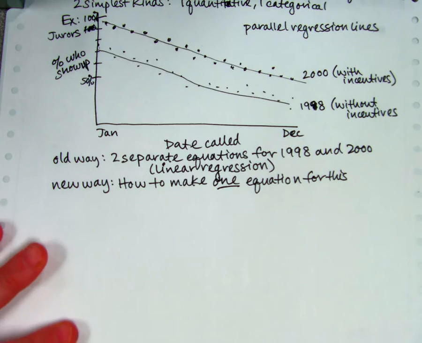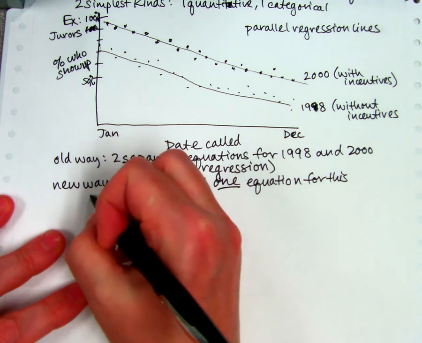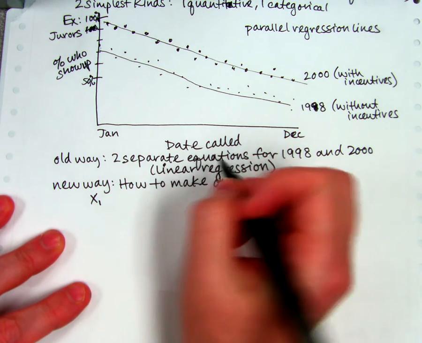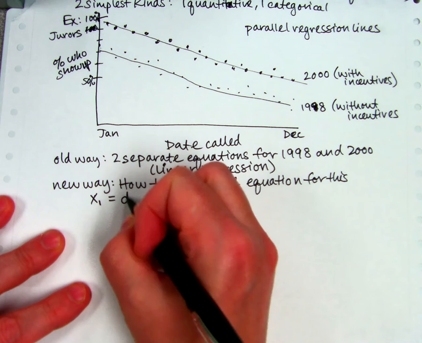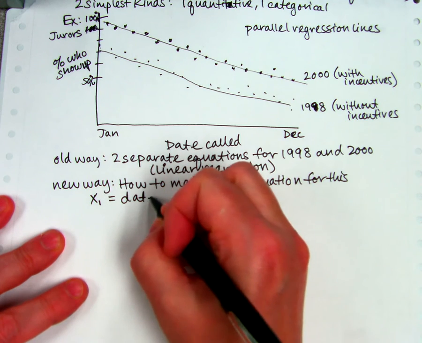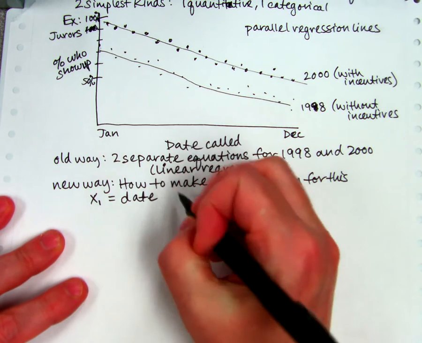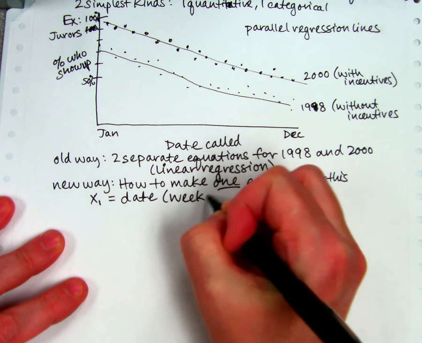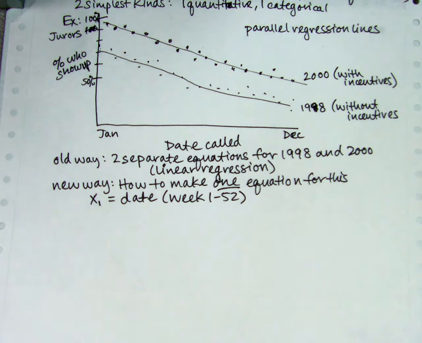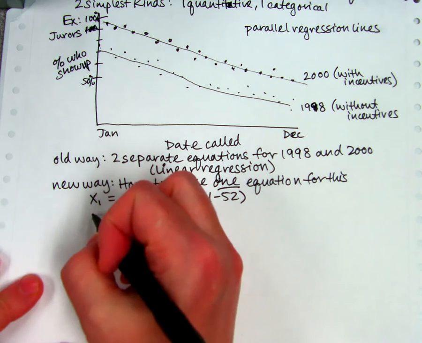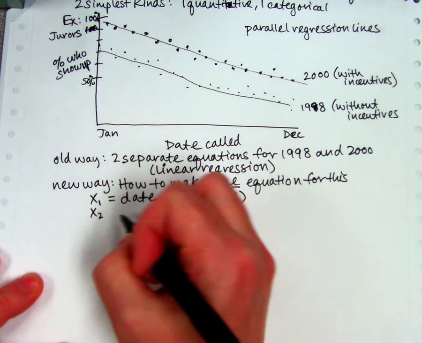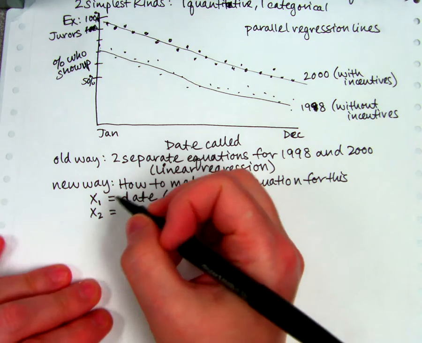So what you do is you have two variables. You have one variable, which I'm going to call x1, it's not a great name for it, that is the date that they are called. Technically, this is by the week, and so it's weeks 1 through 52. As we go through the year, there are 52 weeks. So the date could go anywhere from 1 to 52, and week 1 is the first week of January, and so on. X2 is our indicator variable, which we haven't learned about yet, but we're going to today.